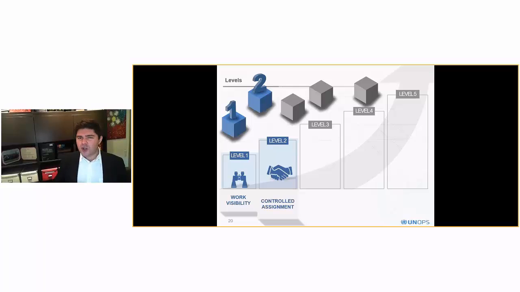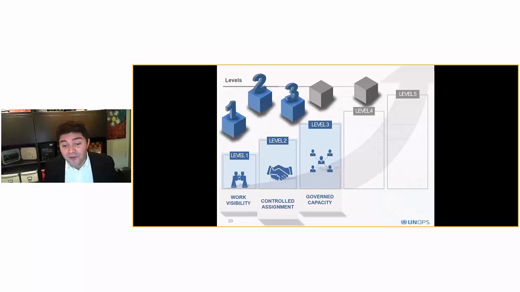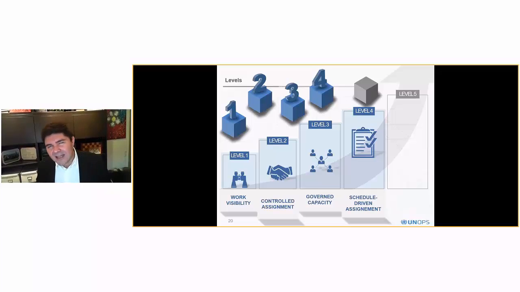So the first one is just showing what people are doing, what people are working on. Second one, you start making more detailed assignments for your tasks. Level number 3, governed capacity. So you start actually sending the right resource to the right project because you know their capacity. Level number 4 is schedule-driven assignment. Because now you know where to put the right resource, your project managers will be able to drive resources for the work according to your schedule. So you have a clear plan across time.